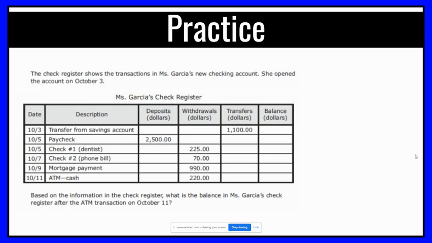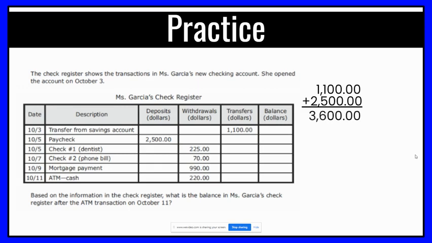So let's go ahead and figure out our balance as of October 11th. So our starting balance, which we transferred in from savings. Now, because I'm transferring from, it's positive. If I was transferring to, it would be negative, of $1,100. And then I have a deposit of $2,500. So I'm going to add those together for $3,600.